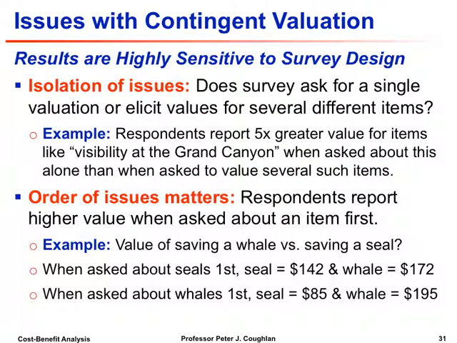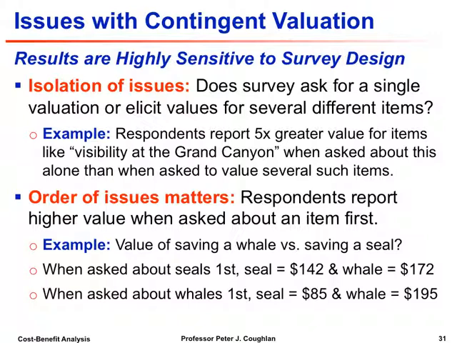And also, I can get different answers depending on how I ask the question, right? For example, if you ask about issues in isolation or among multiple, you get different responses. Here's an example. Respondents report 5 times greater value for items like "visibility at the Grand Canyon" when asked about this alone than when asked to evaluate several such items. For example, if I said, how much is it worth to you to improve visibility of the Grand Canyon by 10%, so you could see 10% farther on a clear day, they would say, oh, it's worth $10,000 to me, right?